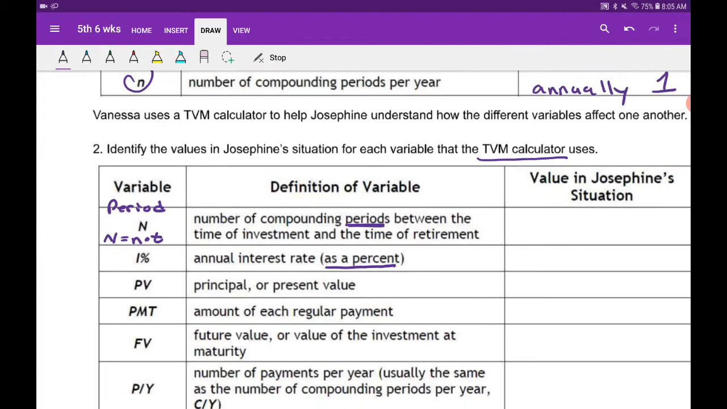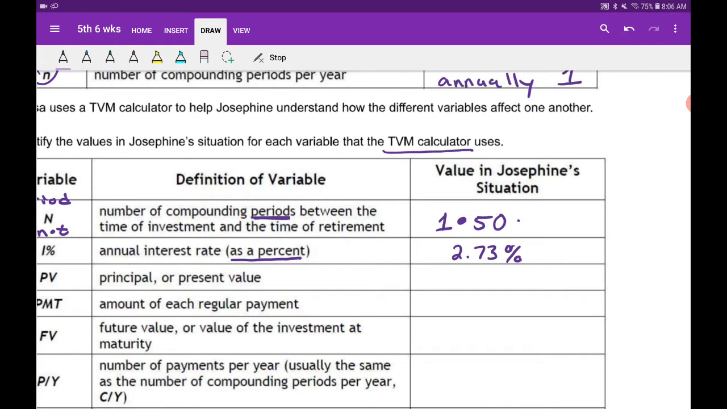So let's put in some numbers here. So like I said, as a percent, we got 2.73% inflation. So we want that interest rate. As far as the number of compounding periods, like I said, it's little n times t. So since it's annually, and annually means 1, this is going to be 1 times our time, which is going to be 50 years. Okay, then, of course, that's going to equal 50.